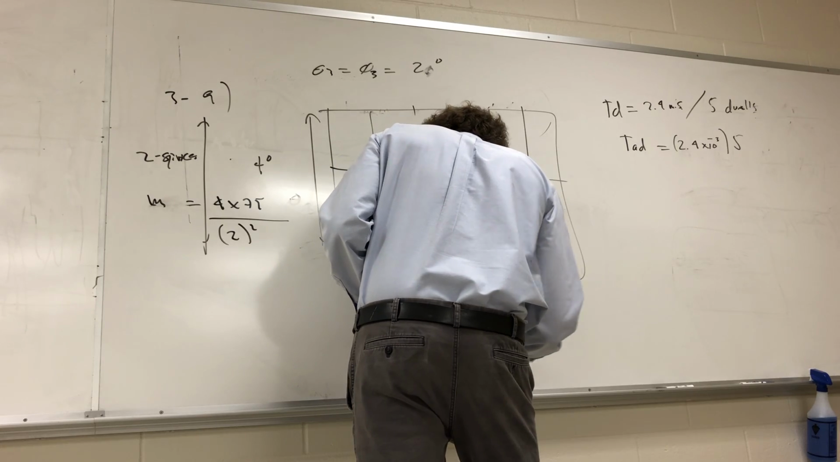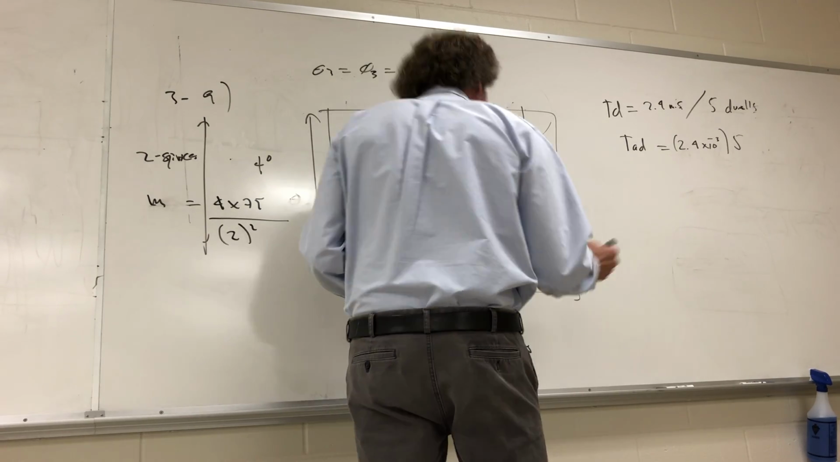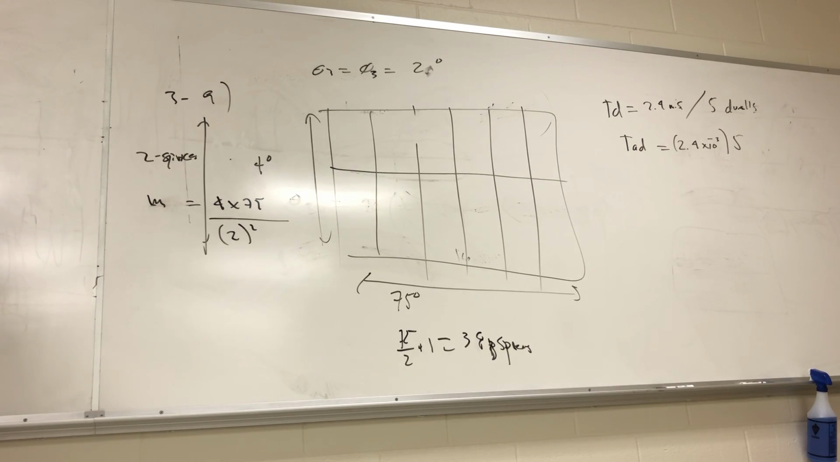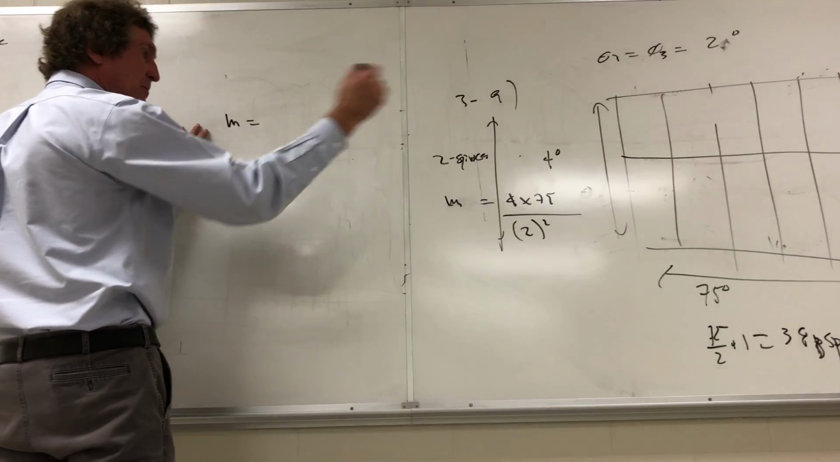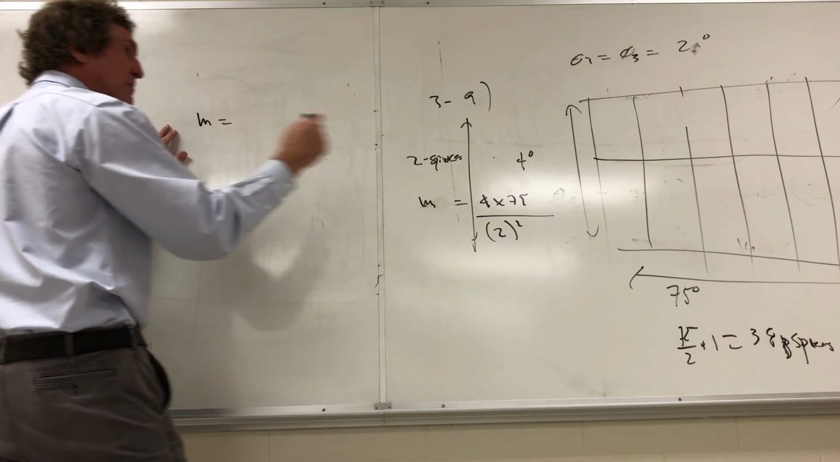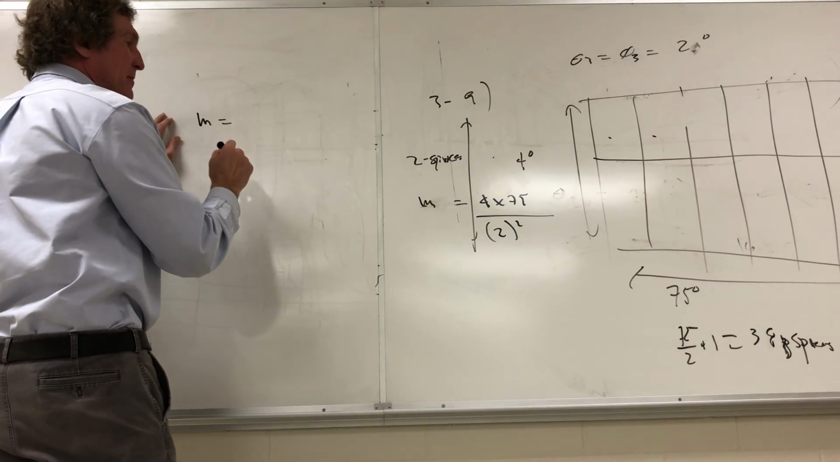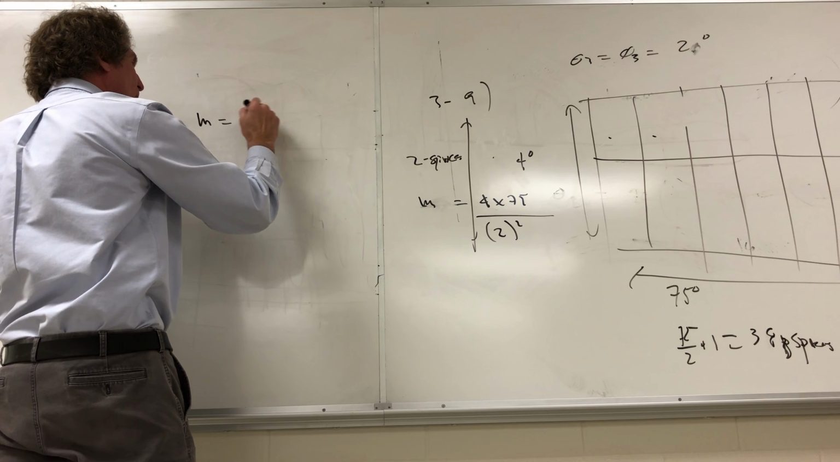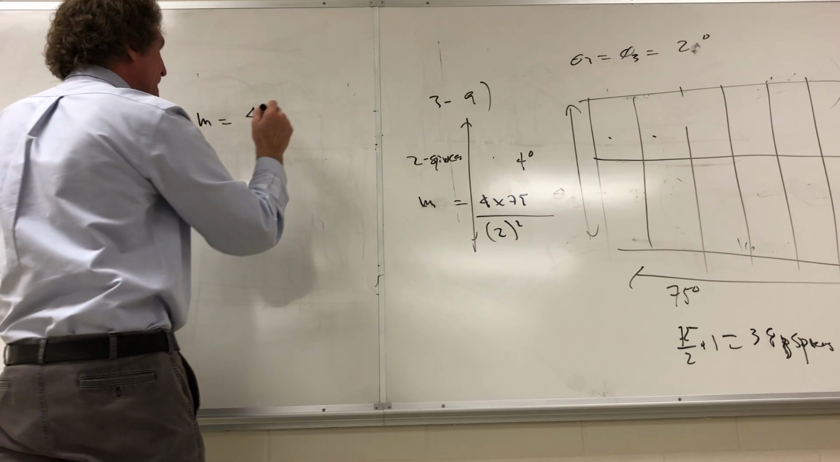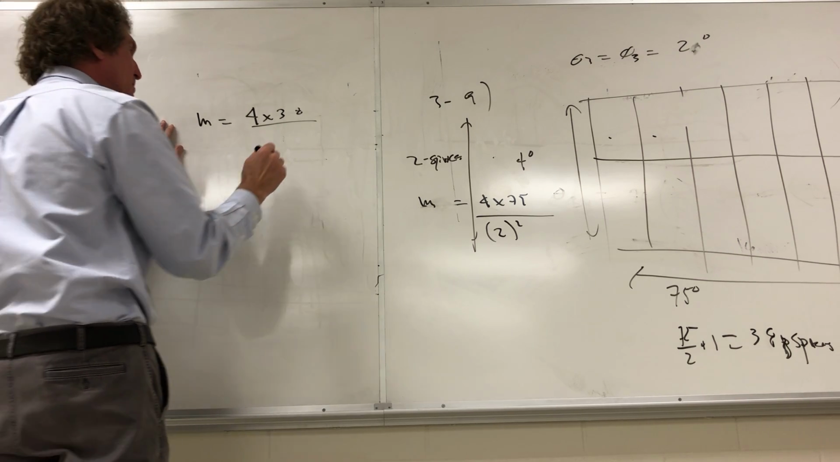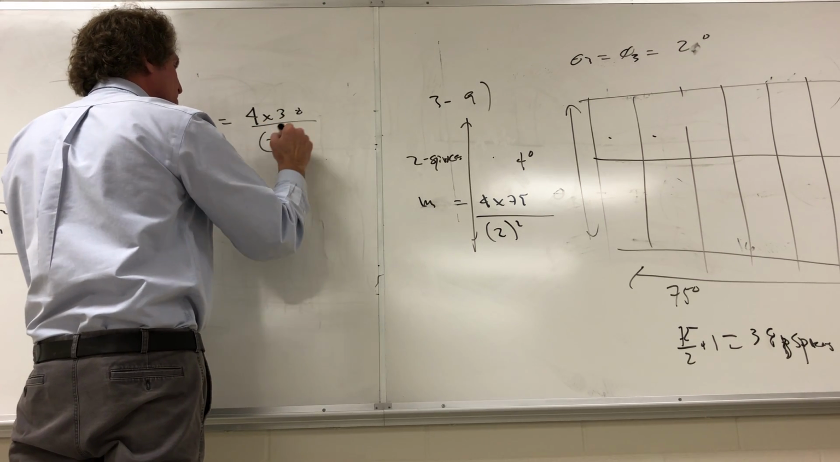It is. I'm sorry, Marcus, you're right. 38. So now we can say that the number of spaces m would be equal to the number of pixels. This is going to be the number of spots, all the way out to m spots, that we're going to have, would be 4 times, in this case, 38, and then we're going to divide that by the beam width, which is 2 degrees, squared.